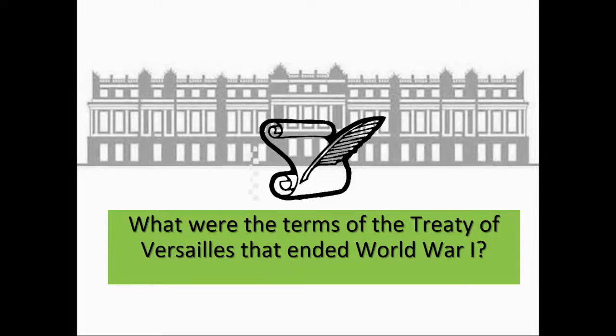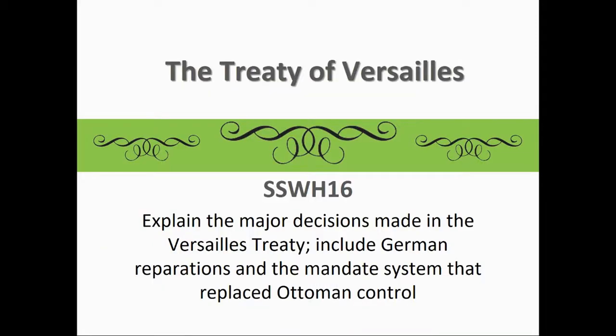What were the terms of the Treaty of Versailles that ended World War I? The Treaty of Versailles. Explain the major decisions made in the Versailles Treaty. Include German reparations and the mandate system that replaced Ottoman control.